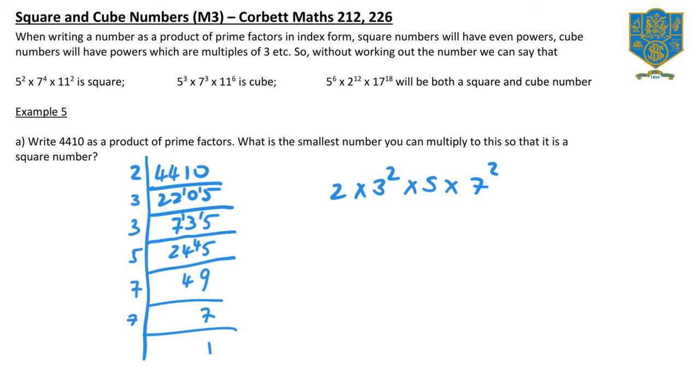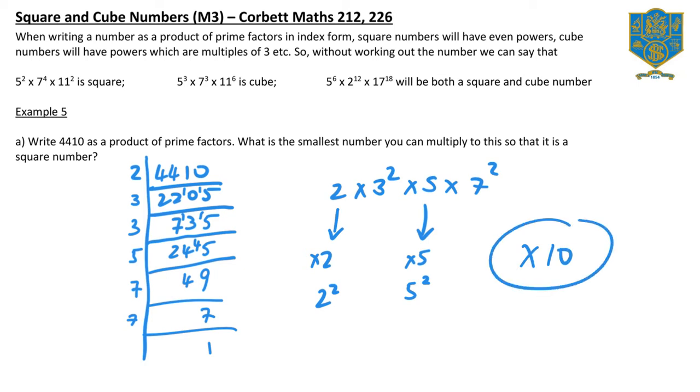And what we can see is that the 3 has an even power, as does the 7. So what we want for a square number is that all the powers must be even. So if we multiply this by 2, we'll get 2 squared. And if we multiply by 5, we'll get 5 squared. And that would mean all the powers are now even. So multiplying by 2 and then by 5 is the same thing as multiplying by 10. So that's the smallest number that we can multiply it by to make it a square number.